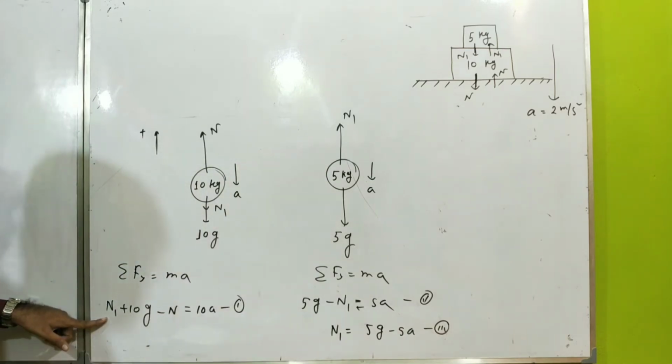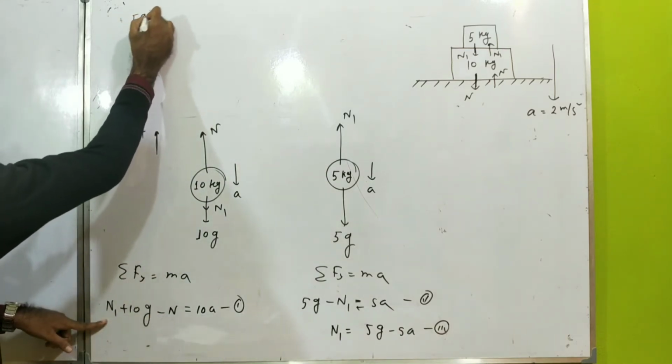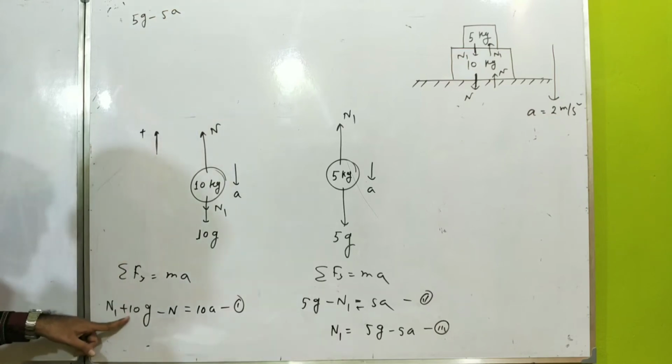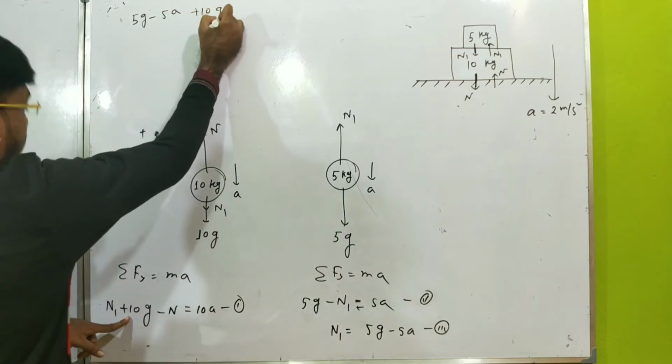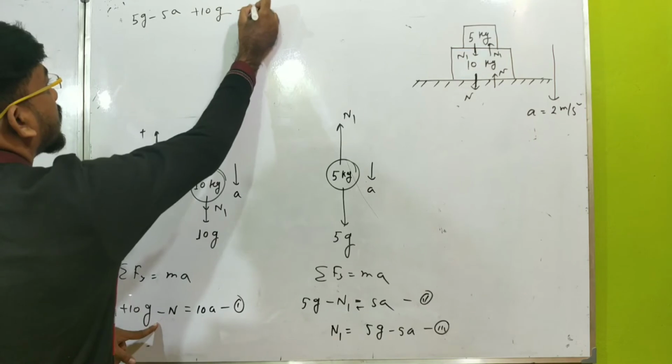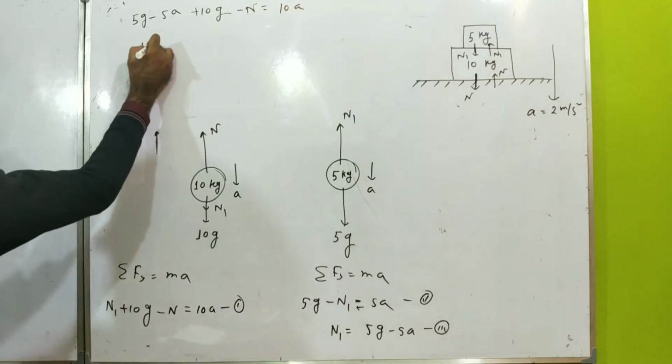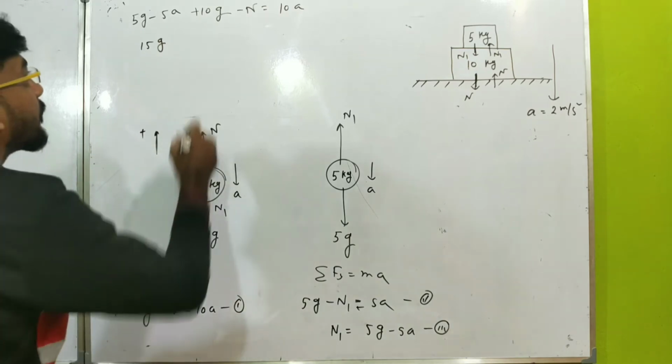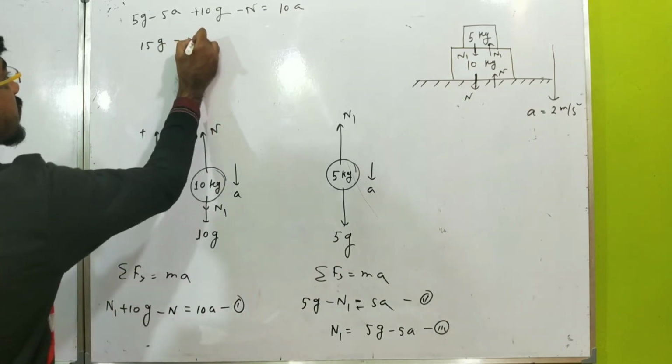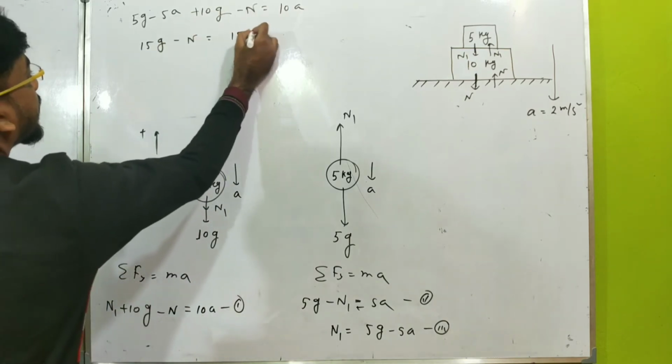So from equation 1 you can see that this is 5g minus 5a plus 10g minus N is equal to 10a. So we will get 15g minus N is equal to 10a plus 5a, 15a.